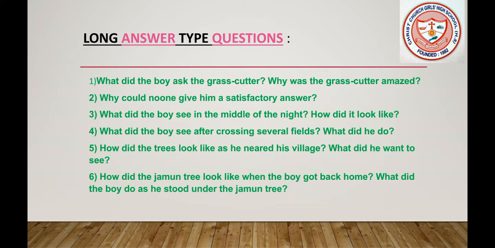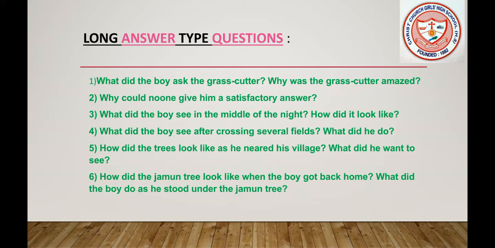Question number 2. Why could no one give him a satisfactory answer? Here you can write that the question which the boy asked seemed very strange and no one had come across such a question earlier. They did not know the answer. Rather, they were surprised to hear the boy's question. Therefore, no one could give him a satisfactory answer because they were completely clueless.